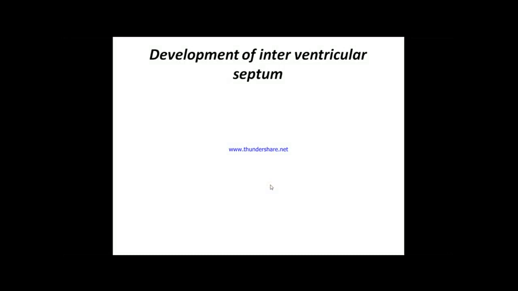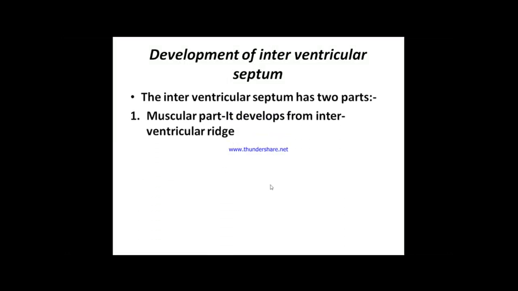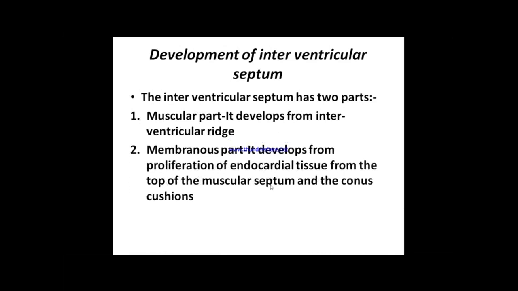Now we will discuss the development of the interventricular septum. The interventricular septum has two parts. The muscular part develops from the interventricular ridge. The membranous part develops from the proliferation of the endocardial tissue from the top of the muscular septum and the conus cordis, and also the septum intermedium.